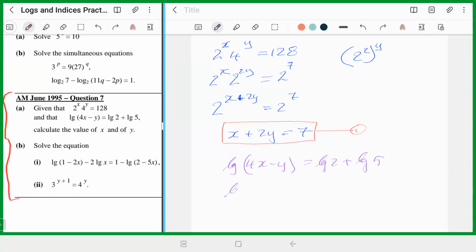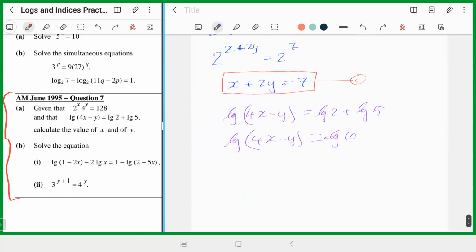So I get the log of 4x minus y equals the log of 10. I multiply the 2 times 5, I get log of 10. Then this equals 10, so I get 4x minus y equals 10. It's my second equation.